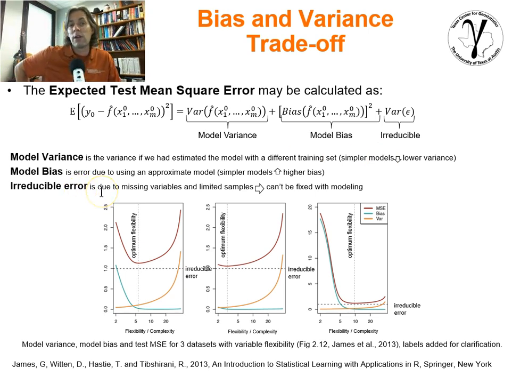Irreducible error, well, we can't get rid of that as we discussed before. That's due to the fact we haven't sampled all the variables. We haven't sampled the entire solution space or feature space, and so we can't fix that with modeling.